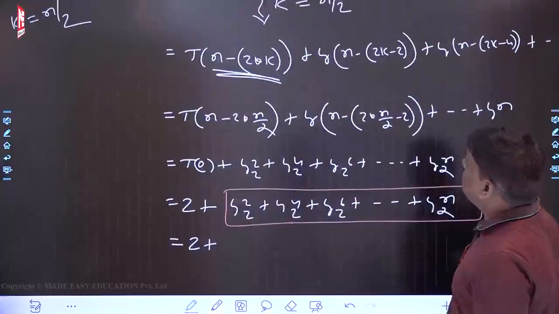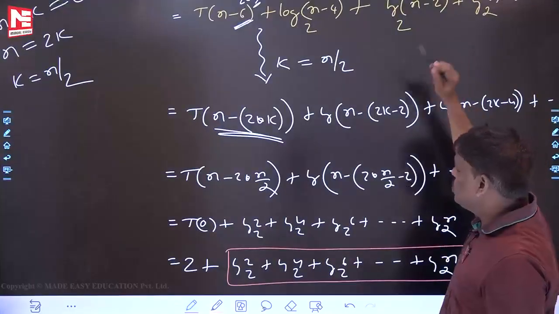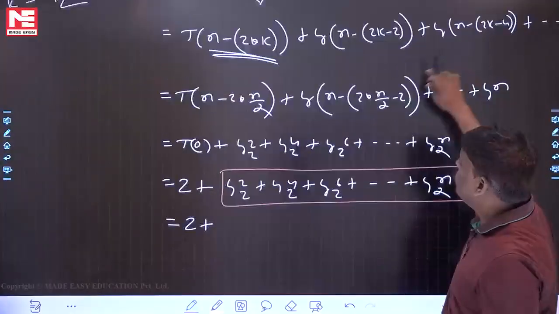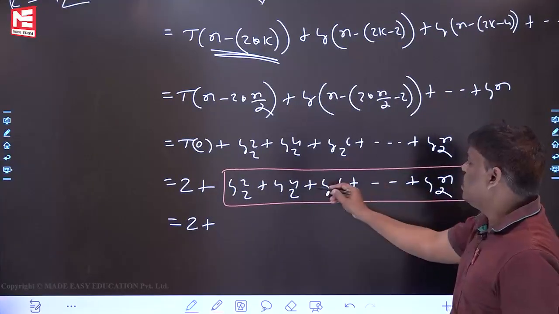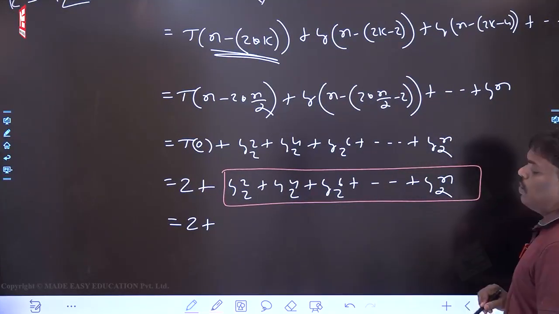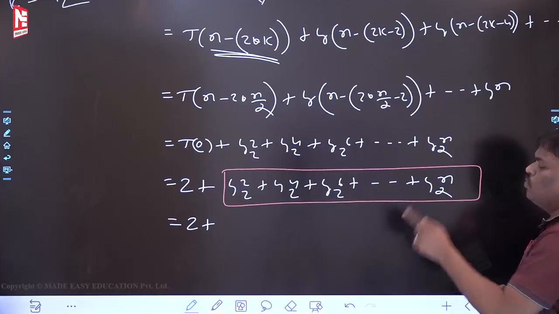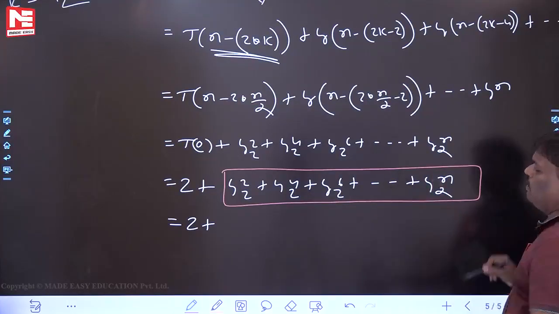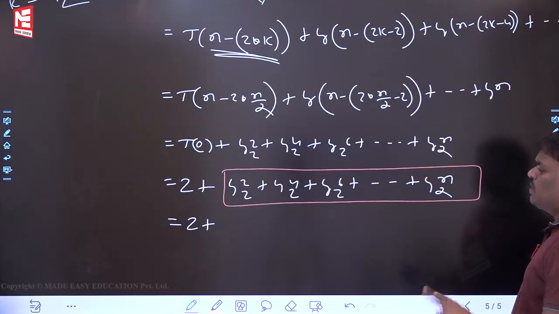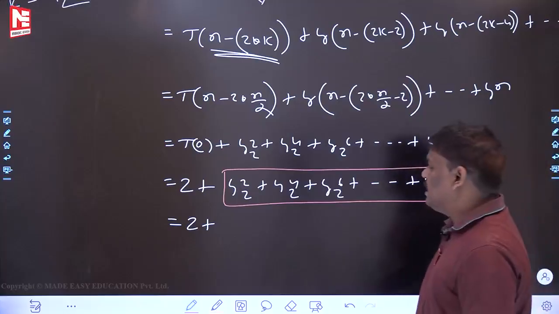Just do 3 times. 3 times you done. Afterwards, go k time. Find the k value. Substitute k value. You got this series. Log 2 base 2, log 4 base 2, log 6 and so on, log n. All even numbers. Log 2, log 4, log 6, because 2 difference, all even numbers.